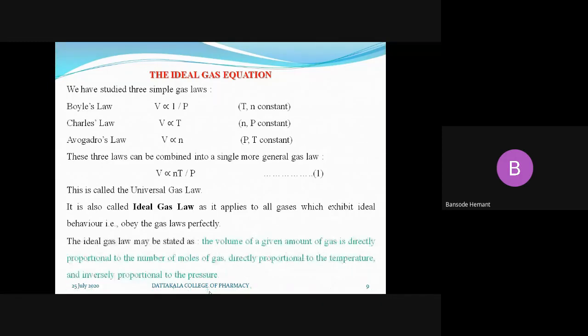So how can you state the ideal gas law, or what will be the statement of the ideal gas law? The statement is: the volume of a given amount of gas is directly proportional to the number of moles of gas, directly proportional to the temperature, and inversely proportional to the pressure. Understood this equation first? So on the basis of equation first, we can state the ideal gas law or universal gas law. Okay.